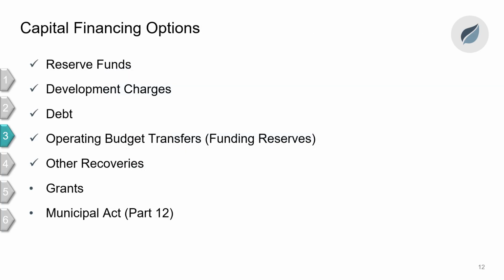Next slide, please. With respect to financing these capital projects, there are different ways that we can seek to fund this, and what we've identified is funding from reserve funds, so from the bank accounts, from development charges, so growth-related charges imposed on new development. We're looking at using debt to finance some of the projects, operating budget transfers, which is really taking the money from the rates and putting it into the bank accounts to fund those capital projects. And then we do have some other recoveries identified.